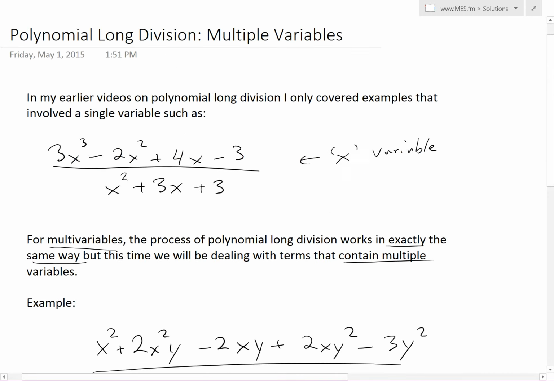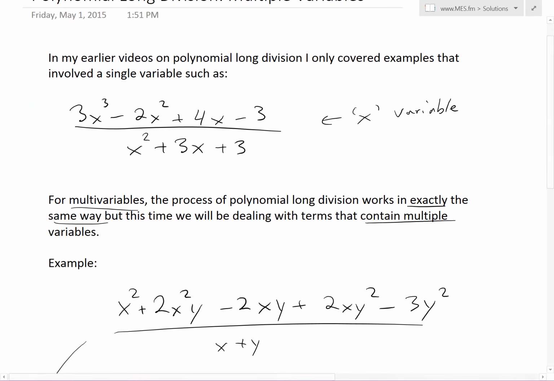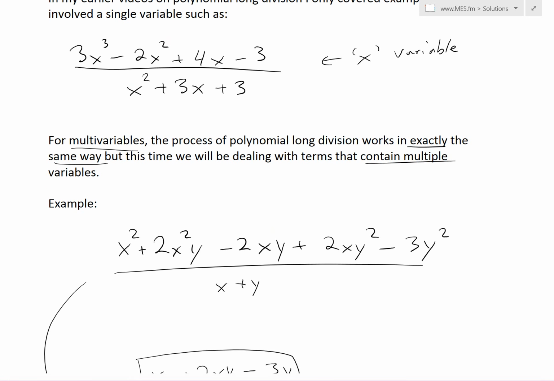Anyways, that's all for today. Hopefully you learned from this example. I just wanted to show that it doesn't matter if you have one or two or more variables, you could use the exact same process.